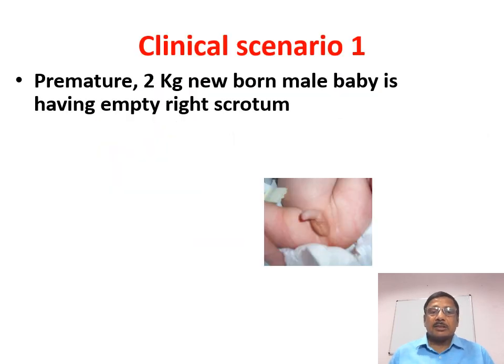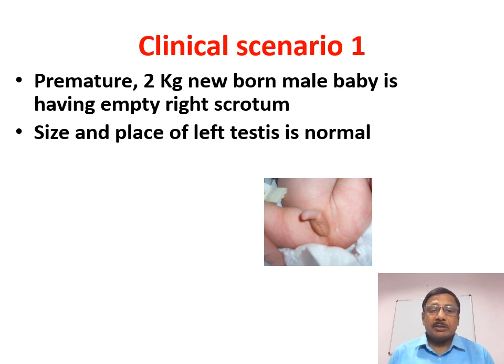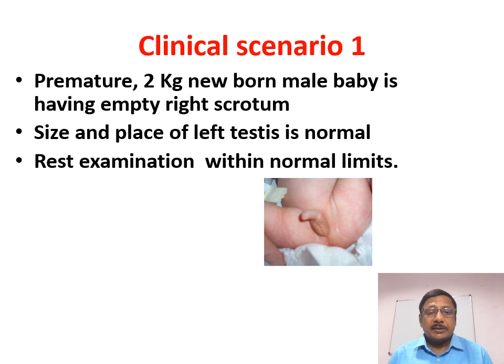So now, before we go on, we will discuss some clinical scenarios. There is a premature 2 kg newborn male baby who has an empty right scrotum. The size and place of the left testis is normal. The rest of the examination, that is the abdomen and other parts, is within normal limits. So the baby is born with an empty right scrotum. The baby is premature and has low birth weight.